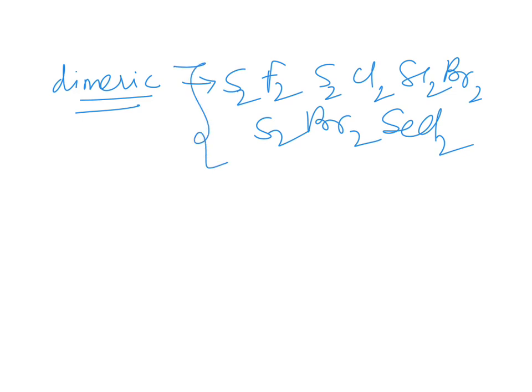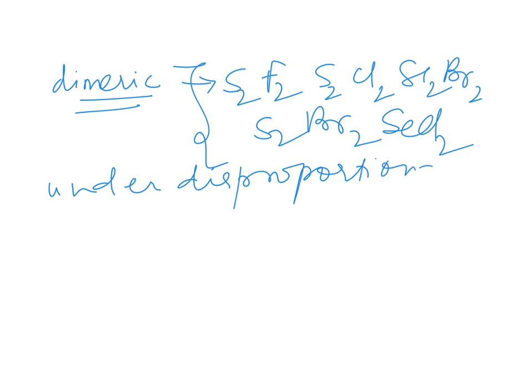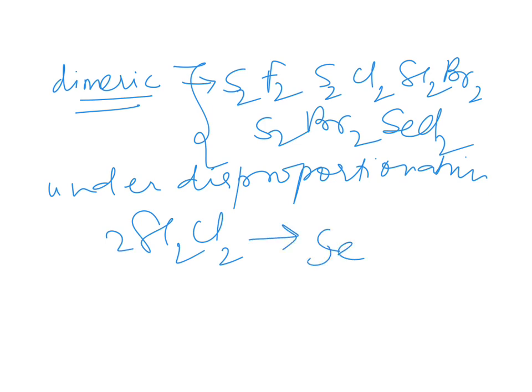Why? They undergo disproportionation reaction. For example, S2Cl2 gives SCl4 plus 3S, where one gets reduced and the other gets oxidized.